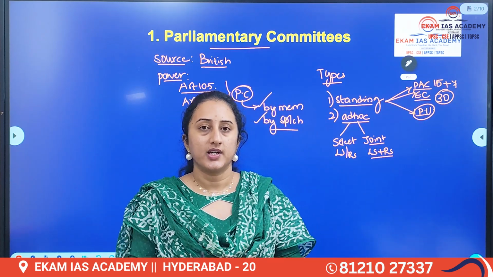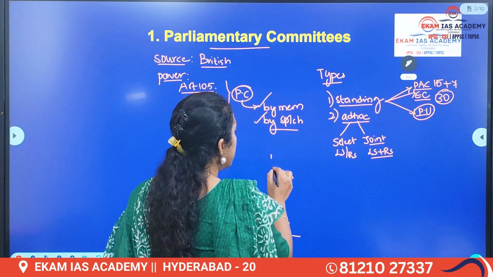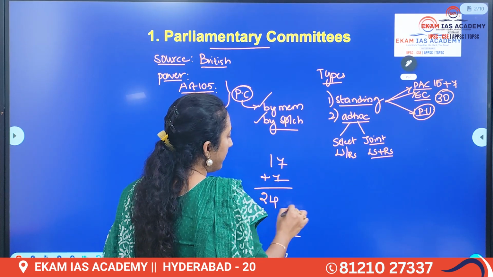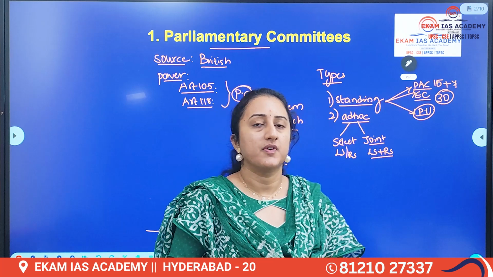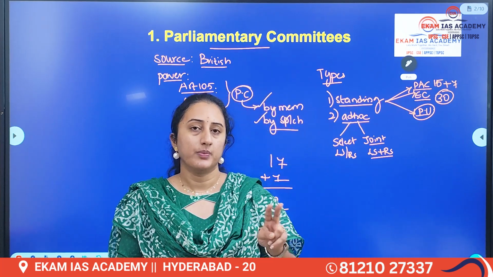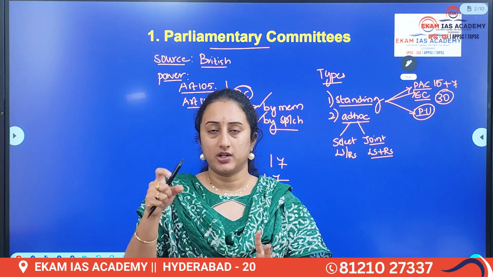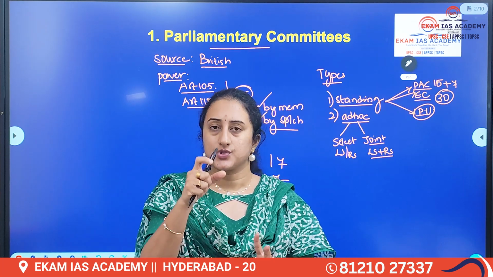Departmental standing committees were originally 17, but 7 more got added in 2003, making a total of 24. So what is the main job of the departmental standing committees? 2 main things you have to keep in mind. They have to review any bill related to that particular ministry. If proposed, they have to scrutinize the bill.